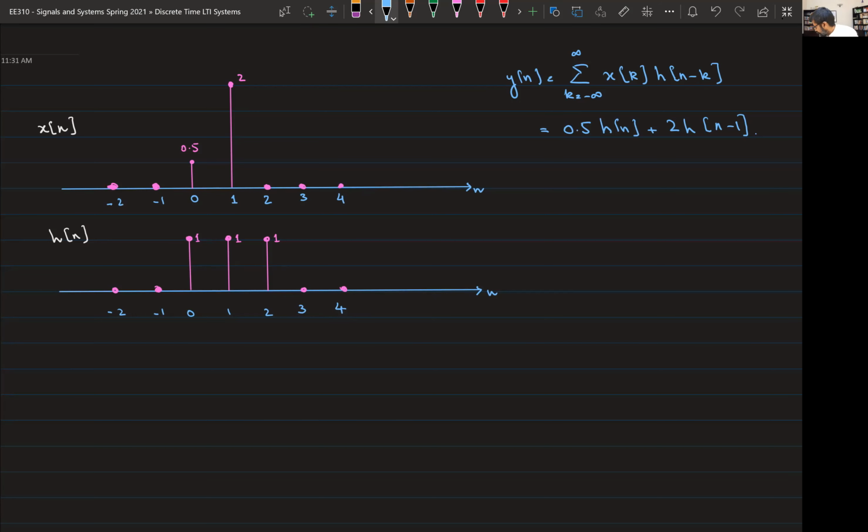Are these impulses? This is a signal, right? A discrete time signal, right? Discrete time signal is defined for discrete values of n only, right? And this x of n is a signal which is equal to 0 for all values of n except n equals 0 and n equals 1. And n equals 0 it is 0.5, and n equals 1 it is 2.